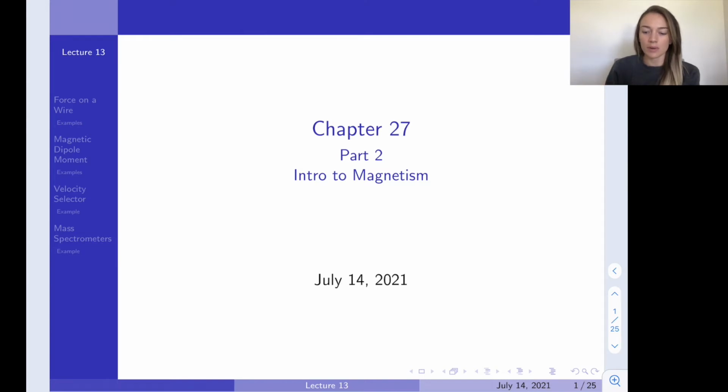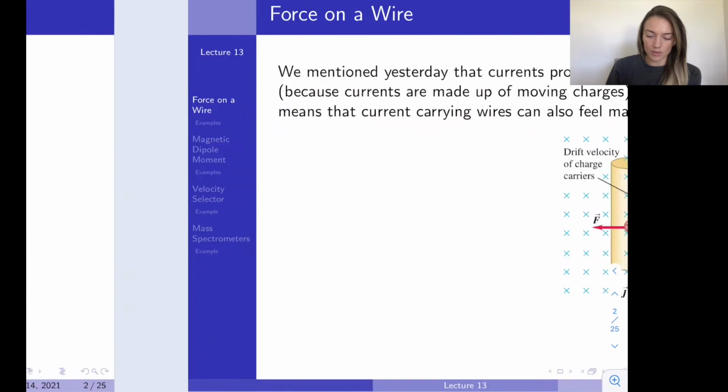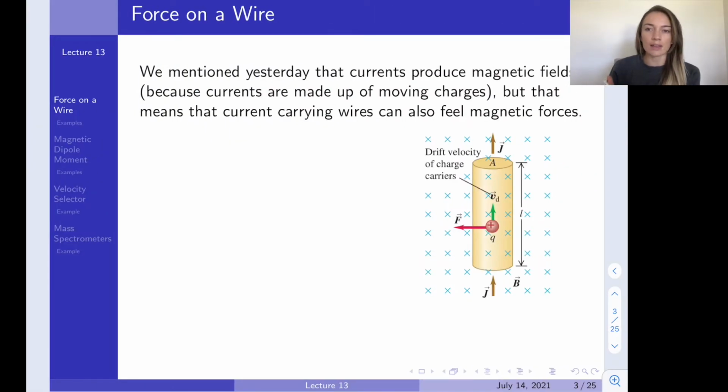All right, so today we're going to finish up chapter 27. The first thing we're going to do is look at the force on a current carrying wire. So we said yesterday that only moving charges can feel magnetic forces. And since we know that a current is made up of moving charges, that means that a current carrying wire will feel a magnetic force if it's placed in some external magnetic field. So let's figure out what that force actually is.